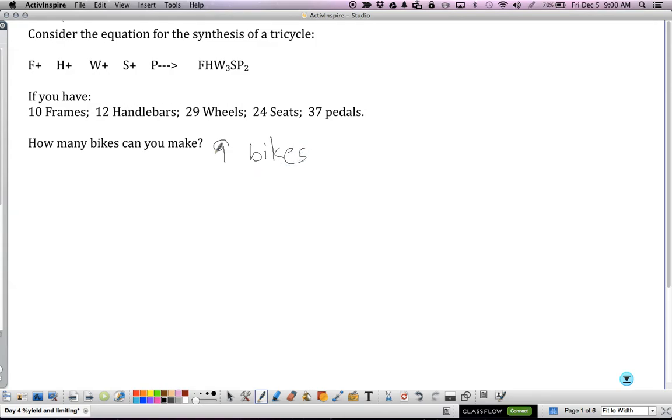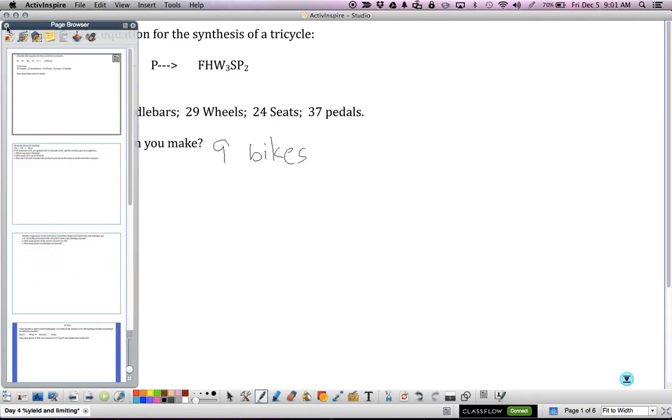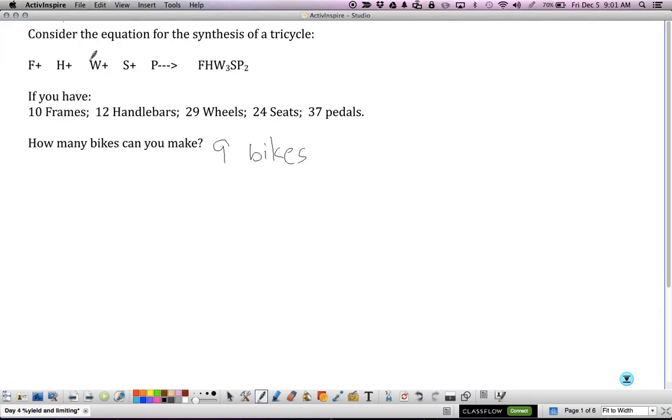Okay? So if I look through here, the first thing that I see is that I need to balance this equation. So this is for a tricycle, right? A tricycle has a frame, some handlebars, 3 wheels, because it's a tricycle, a seat, and 2 pedals. So now I need to go back and balance this equation. I need 3 wheels and 2 pedals.